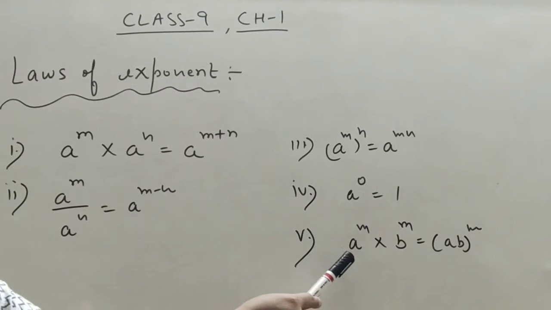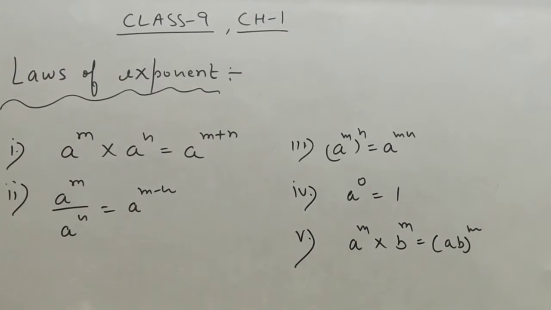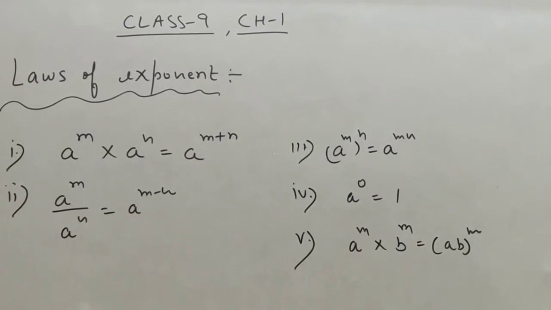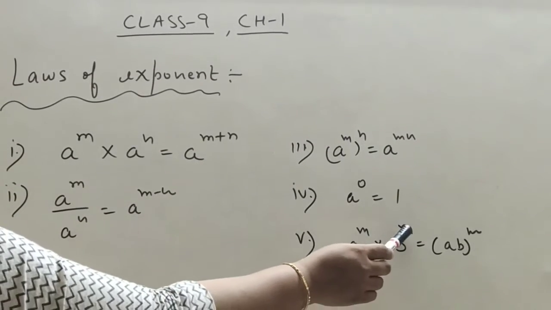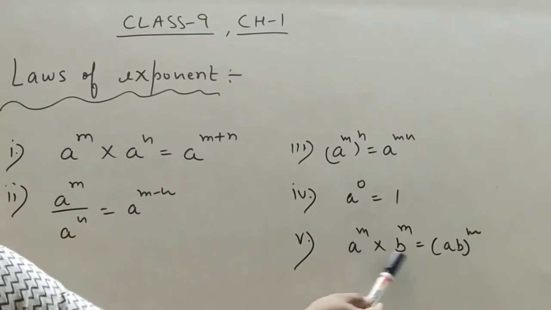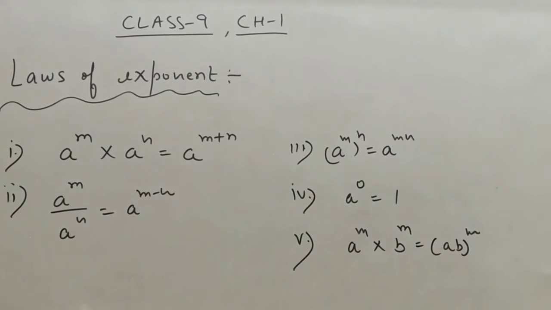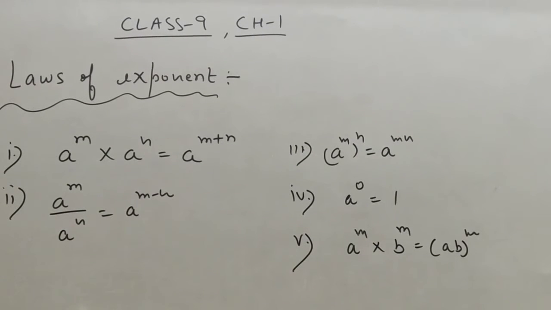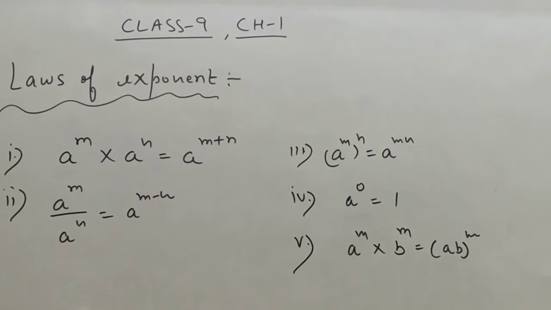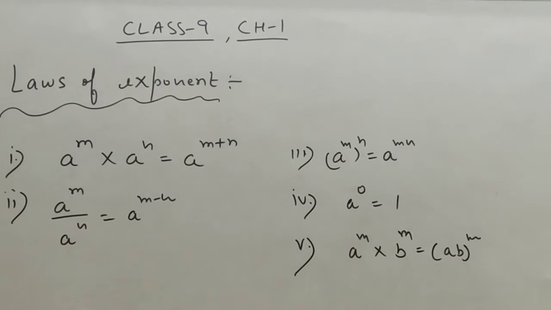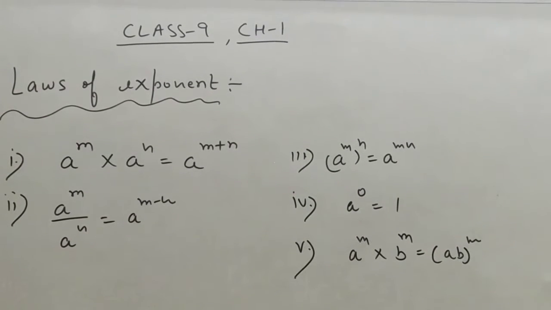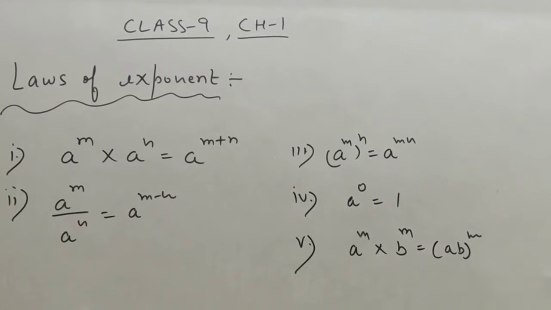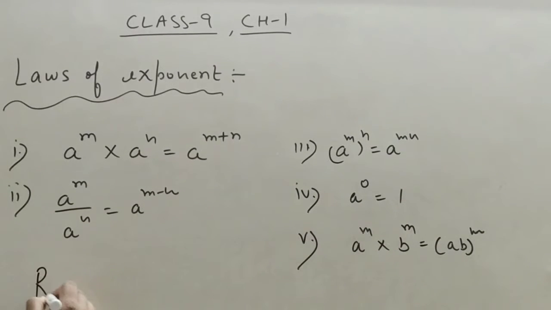And the fifth one is something different: there are two different bases, and these are the powers. If the power is the same, then we can multiply the bases and the power stays the same. Okay, so this is a form of the exponent actually. But here is a case that if the powers are in rational form, then these are called the radicals.